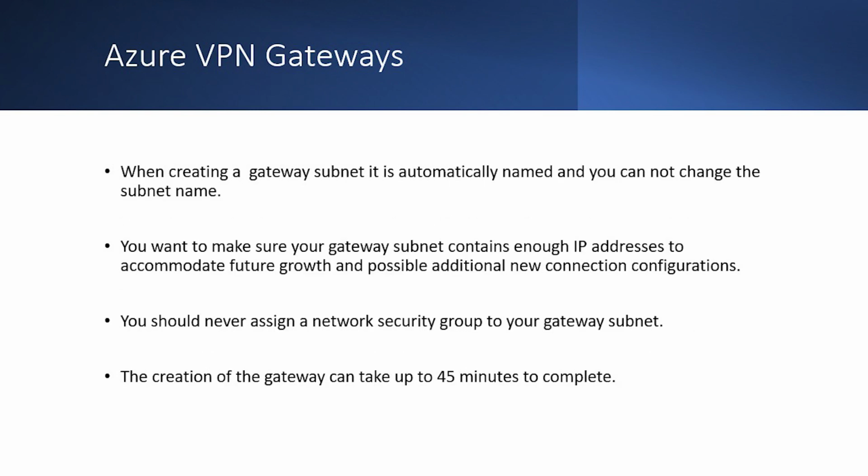When creating a gateway subnet, it is important to know that it is automatically named and you cannot change the subnet name. Also, you want to make sure your gateway subnet contains enough IP addresses to accommodate future growth and possible additional new connection configurations. You should never assign a network security group to your gateway subnet. The creation of the gateway can take up to 45 minutes to complete.